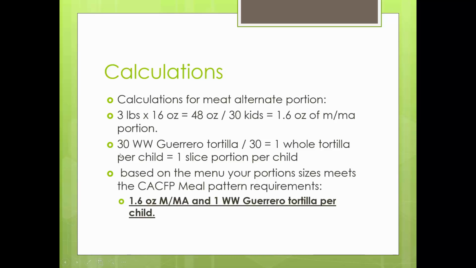Now, also know that since I'm going to use 30 whole wheat Guerrero tortillas, I divided by 30. It's going to be 1 whole tortilla per child, or 1 slice portion per child. And that's what I'm going to plug into the standardized recipe form, which will be on the next slide. So based on the menu, your portion sizes meet the CACFP meal pattern requirements. I'm going to put that it meets for 1.6 ounces of meat alternate per child, and 1 whole wheat Guerrero tortilla per child.